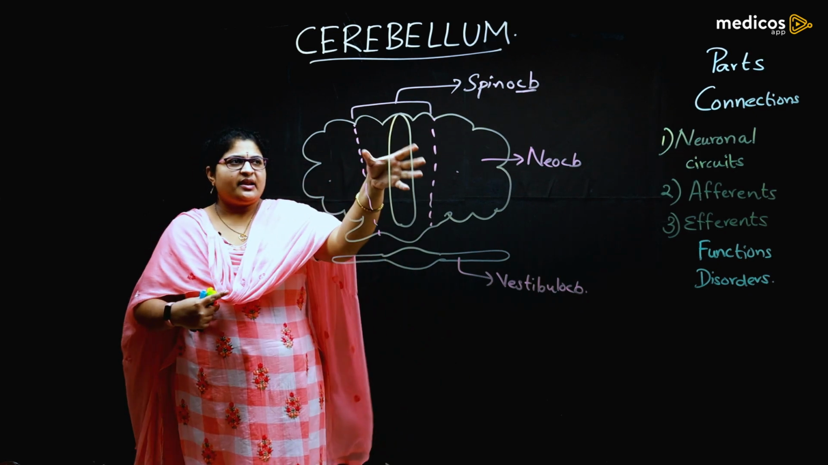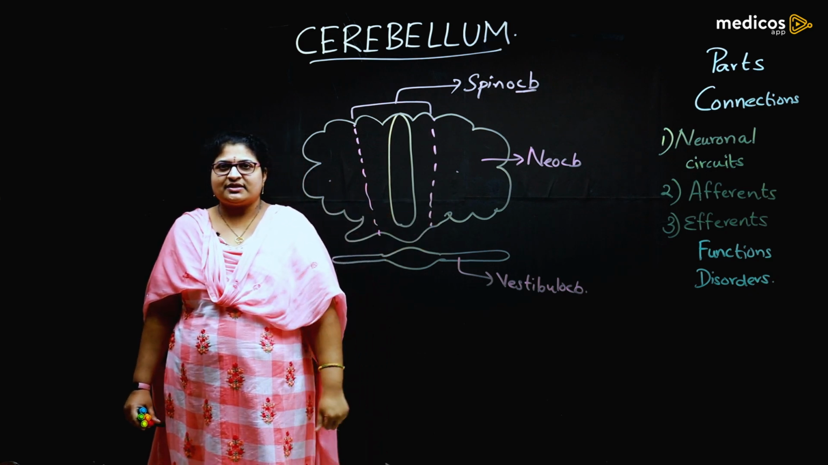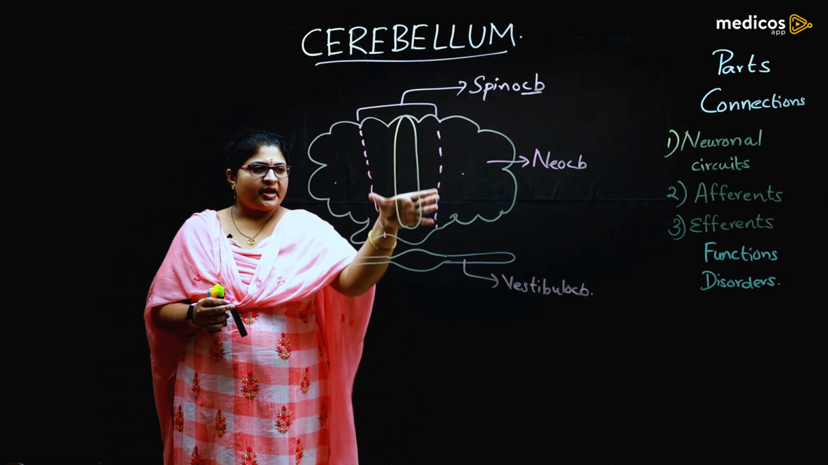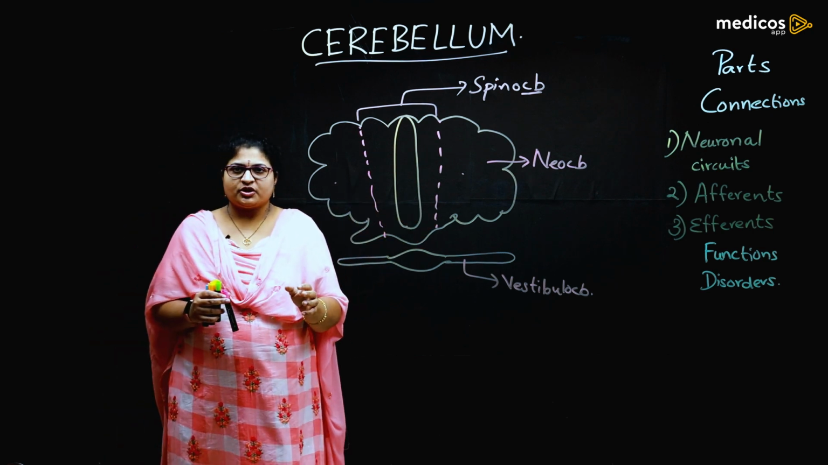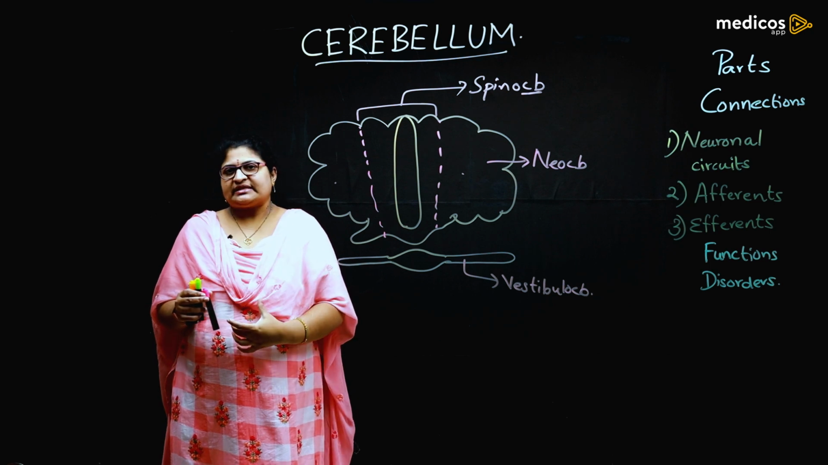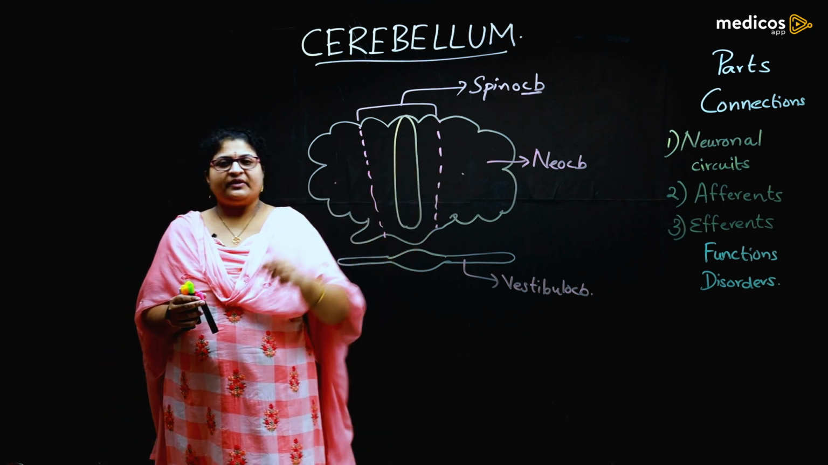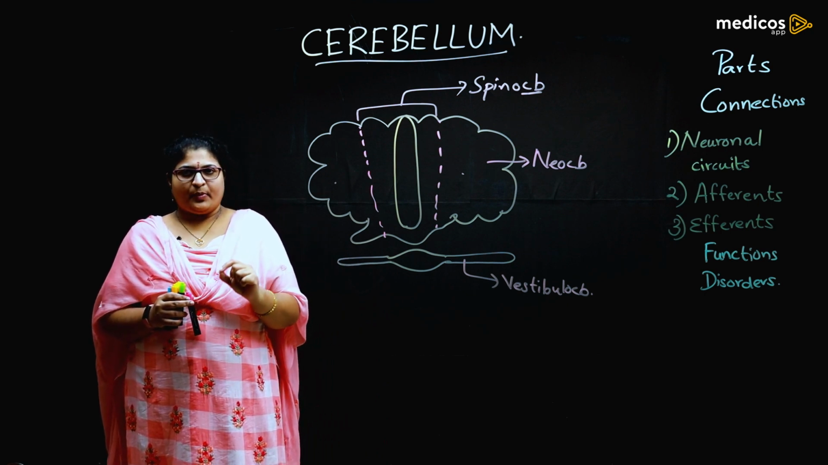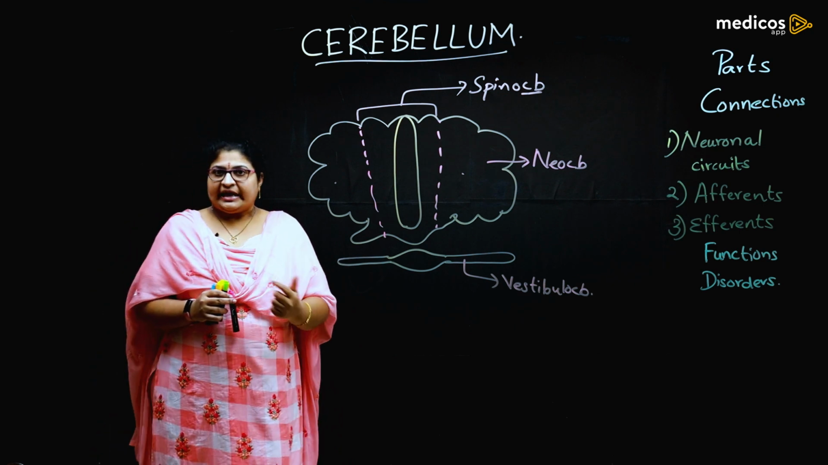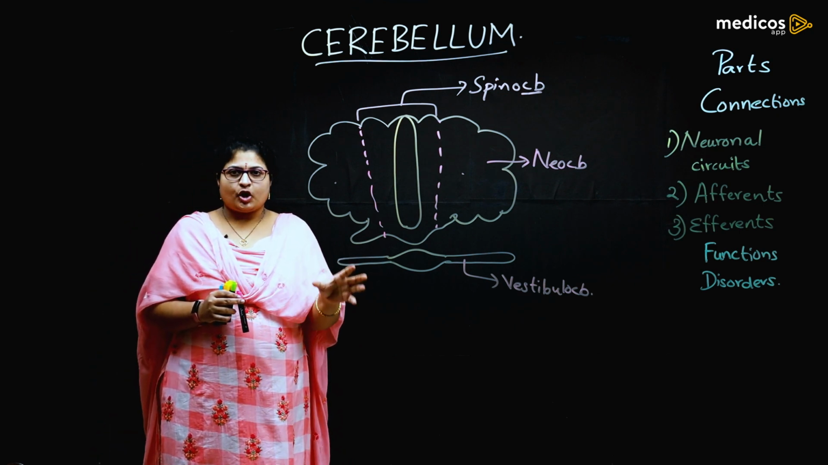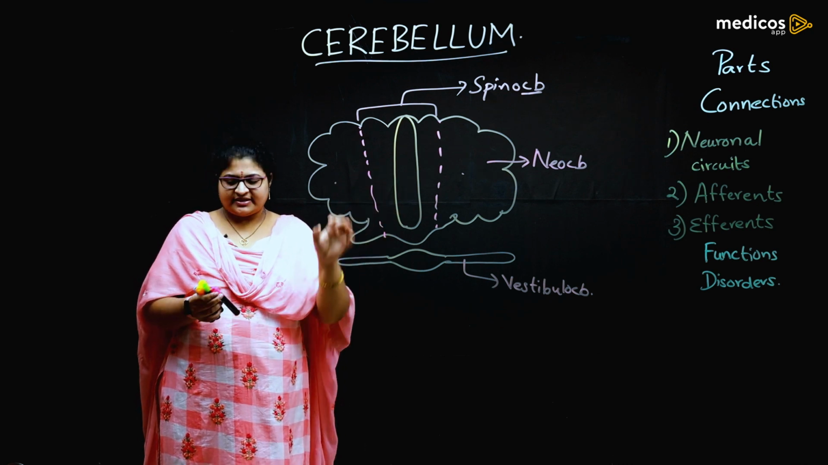So this spinocerebellum, which is located in midline of the cerebellum, it controls the tone and posture controlled by the axial muscles and trunk muscles of the body. And this part, the neocerebellum, it controls fine-skilled movements. And this vestibulocerebellum, it controls posture, equilibrium and extraocular eye movements. So these are the main functional entities of the cerebellum.